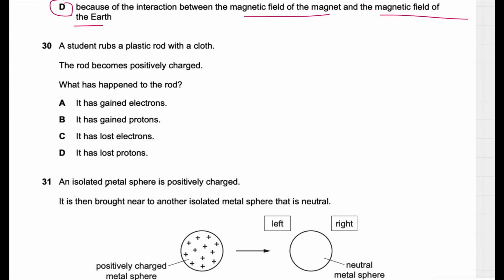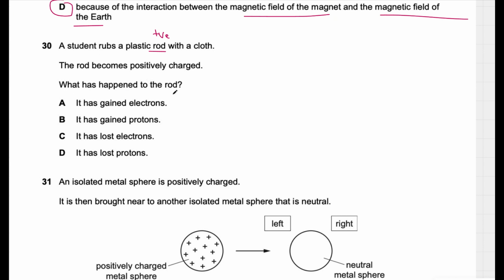What do we have for question 30? A student rubs a plastic rod with a cloth. Now the rod becomes positively charged, meaning the cloth is negative. They rub this one with this, and the rod becomes positively charged.